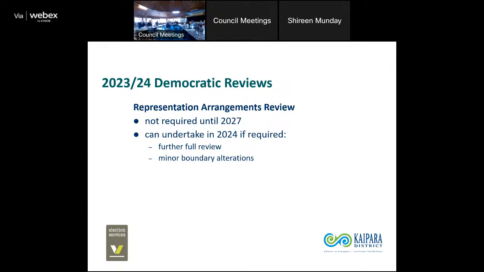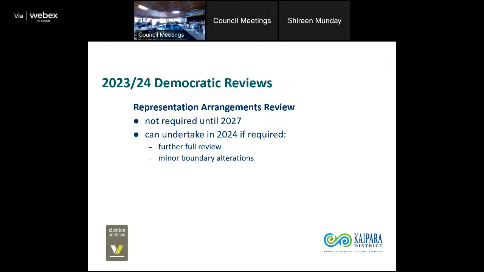The third and final one is our representation arrangements review. This is not required until 2027. So legally, we do not have to do anything until 2027. As I said earlier, council can undertake a full review next year if they want to. They can undertake minor boundary changes or alterations if they want to, but that's at the council's discretion. The compulsory one comes in 2027.